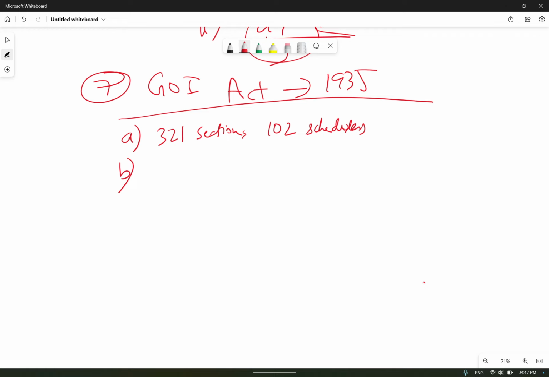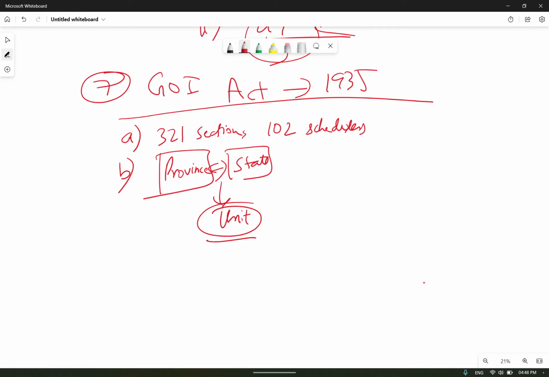This act gave the provisions to combine a province and a small state into one unit. But it was optional for the Indian states to join the federation. It was not mandatory to join as a unit.